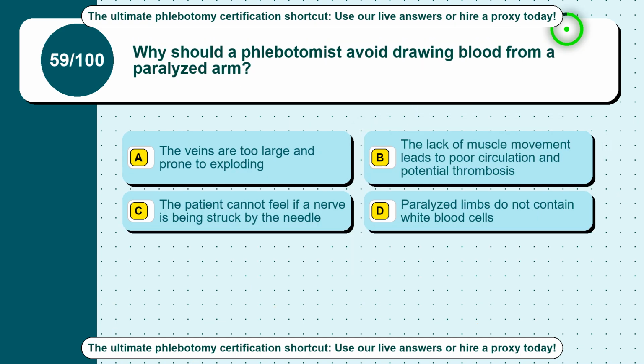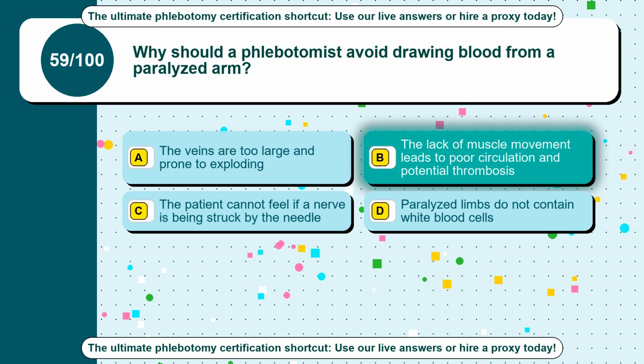Question 59. Why should a phlebotomist avoid drawing blood from a paralyzed arm? Option A. The veins are too large and prone to exploding. Option B. The lack of muscle movement leads to poor circulation and potential thrombosis. Option C. The patient cannot feel if a nerve is being struck by the needle. Option D. Paralyzed limbs do not contain white blood cells.